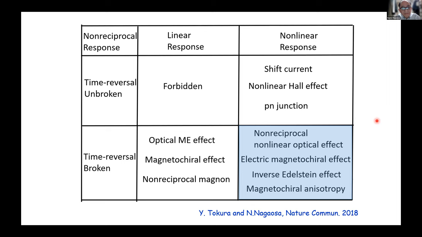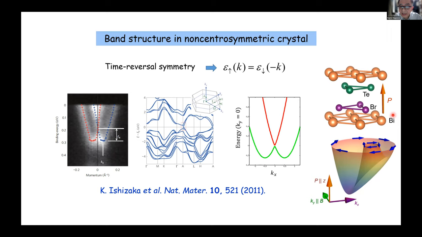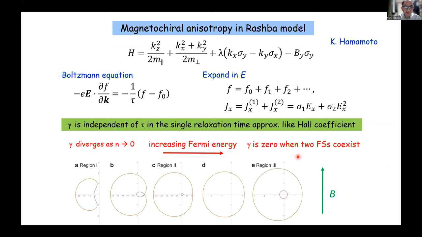Okay, for this particular material, actually we can calculate this non-reciprocal transport by the Boltzmann transport theory, which is very simple. You can expand the Fermi distribution function in terms of the electric field. But the important point here is this gamma value, the coefficient of this B times I, is independent of relaxation time in the single relaxation time approximation. This is quite similar to the Hall coefficient. So that's why this gamma is somehow an intrinsic quantity of the band structure in the presence of the spin orbit interaction. So here is a Rashba Hamiltonian, and lambda is the Rashba coupling, and we apply the magnetic field along the y direction.